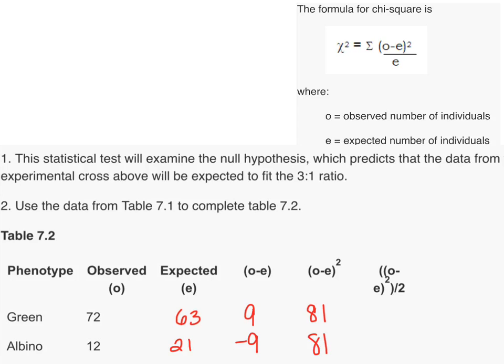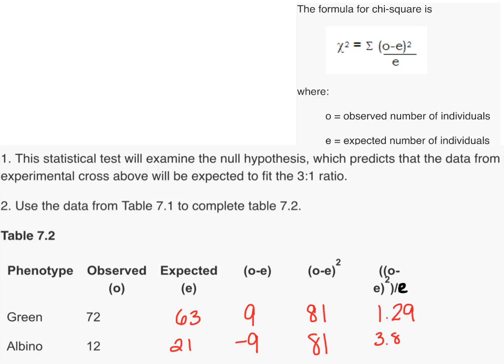Now there's a typo on the website. It says O minus E quantity squared divided by 2. It's supposed to say observed minus expected quantity squared divided by expected. That's supposed to be an E. That's important. If you do it as 2, you will get the wrong number.